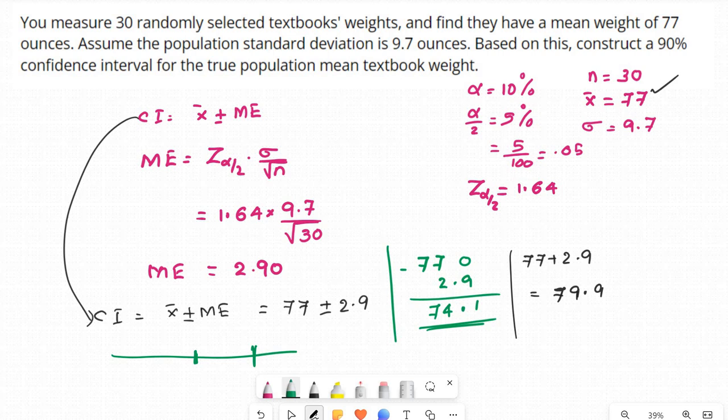The point estimate is 77, the upper boundary is 79.9, and the lower boundary is 74.1. So this is the confidence interval. We can say that this is a 90% confidence interval around the point estimate of the mean, 77, and this is the margin of error, that is 2.9. Got it?